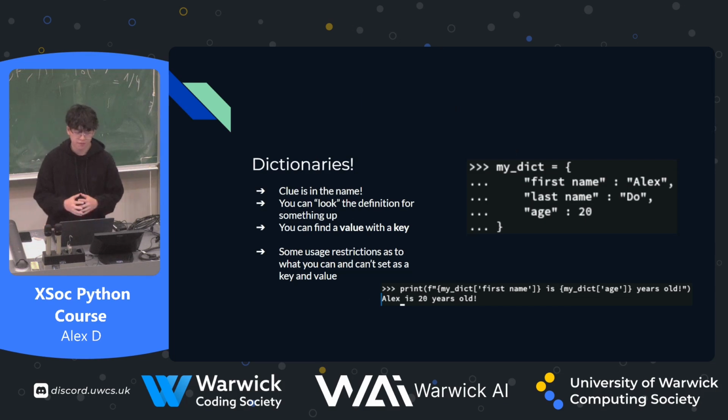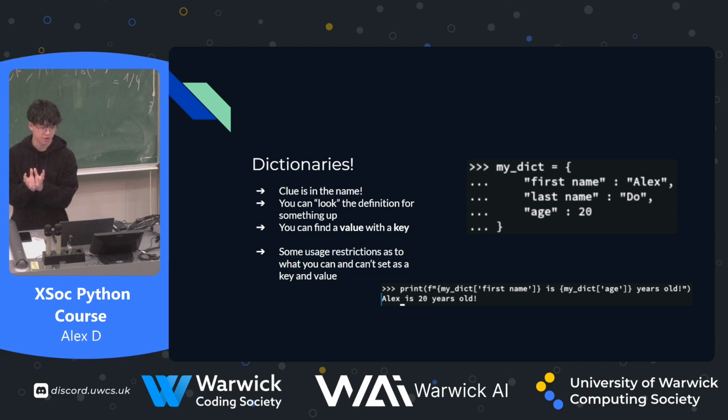Another data structure that we have, and the final one that we'll talk about today, is a dictionary. This is literally exactly what the name says: you can look up the definition given some kind of value. Formally, we call that a key-value pair. So with a key, you can get some kind of value.